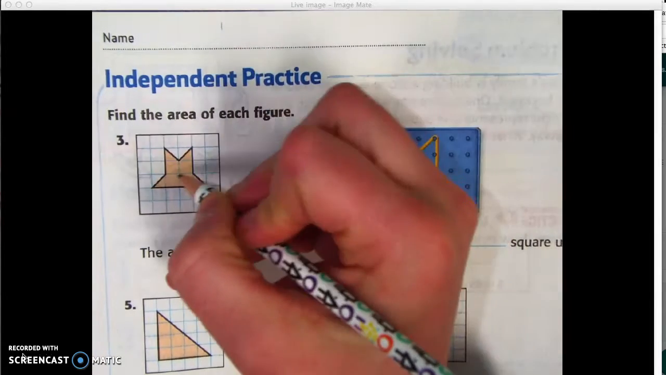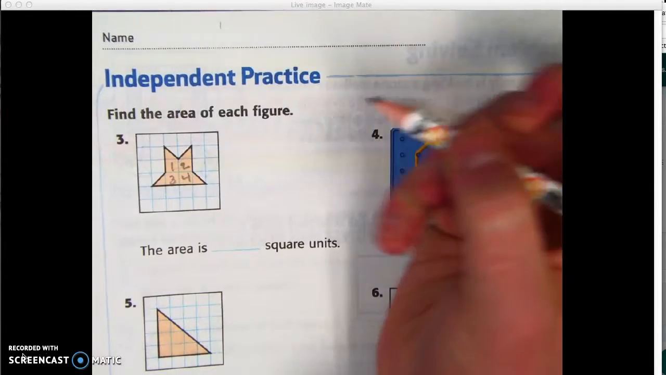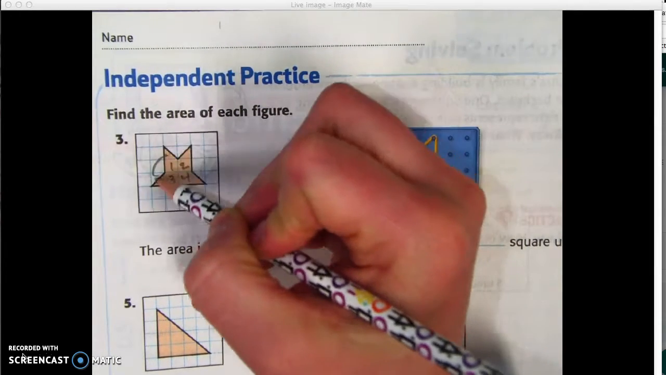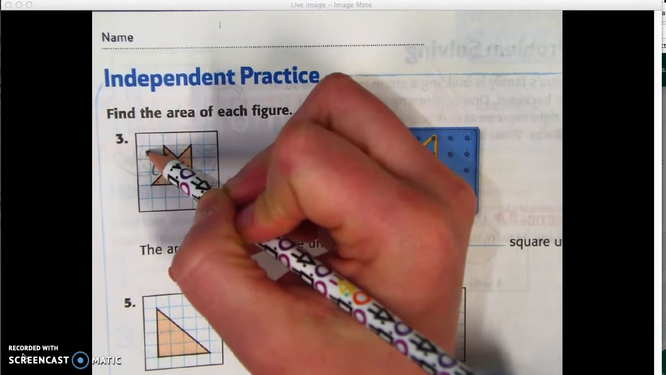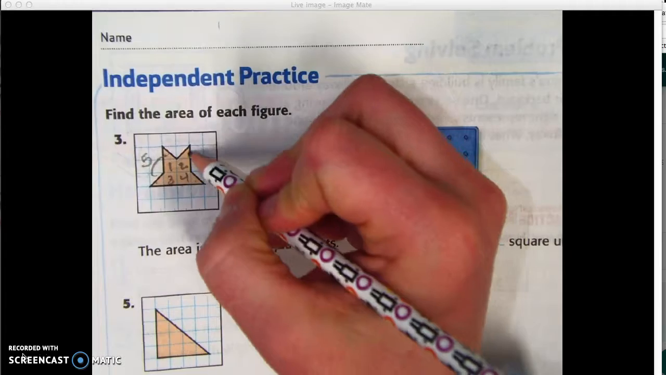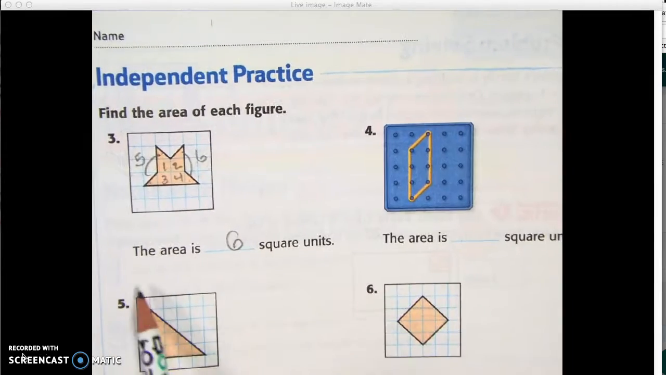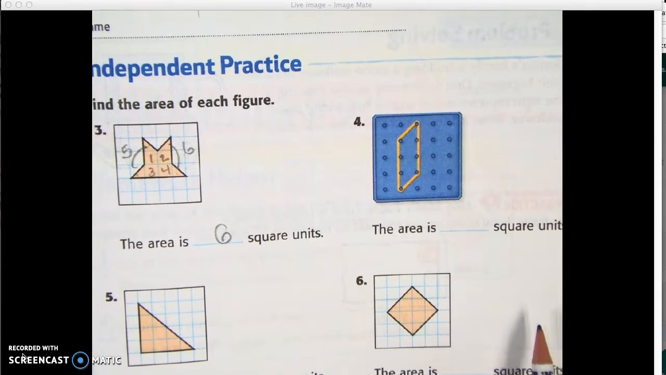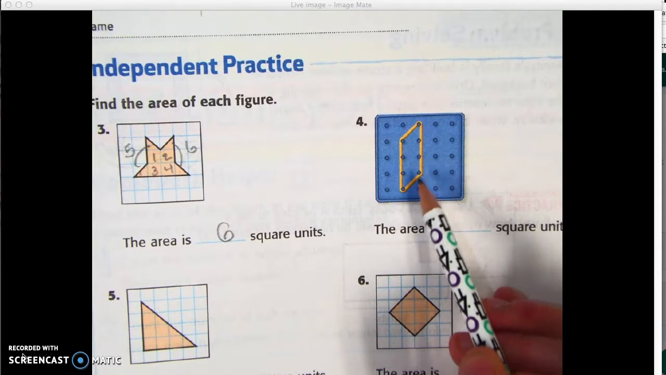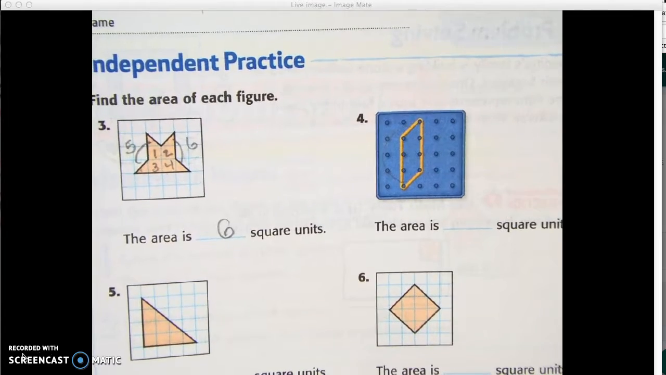I want you to label the whole squares. 1, 2, 3, 4. Draw arrows to your halves that you are combining. These two, 1/2 plus 1/2 makes a whole, so I'm going to call it whole number 5. And 1/2 and 1/2, I'm going to draw arrows, and this makes it number 6. So the area is 6 square units. Okay, I'd like you to do the same thing. Draw your squares, label them, and then draw arrows to your halves that will connect to each other.